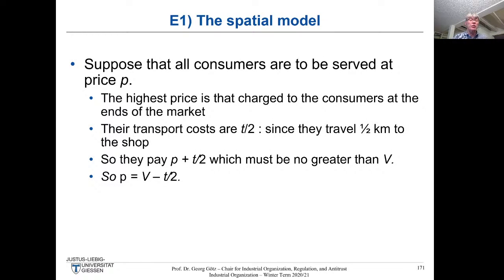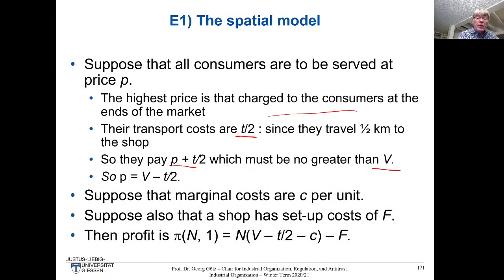So if we want to serve everyone, the highest price is the price at which consumers at the end of the market just buy. They are located at a distance of 1/2 kilometer, so their transport costs are T over 2, and their price inclusive of transport cost is P plus T over 2. That must not be greater than V, otherwise they don't buy. So the maximum price you can charge so that everyone buys is P equal to V minus T over 2.